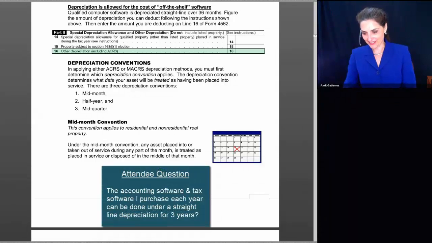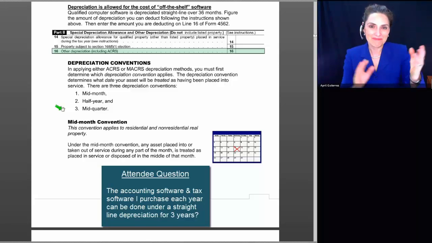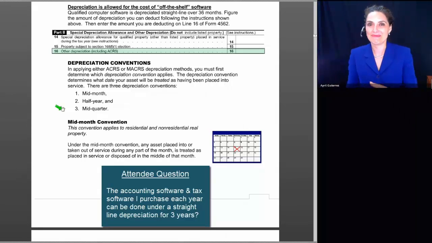Next question. The accounting software and tax software I purchase each year can be done under a straight line depreciation for 3 years. I'm rather aggressive about computer software when it comes to tax software because I consider tax software to have a useful life of, well, less than a year. It's good for the tax season, right? So I've never been audited. I've never read a court case on it. Maybe IRS has something on it somewhere that I haven't learned about.